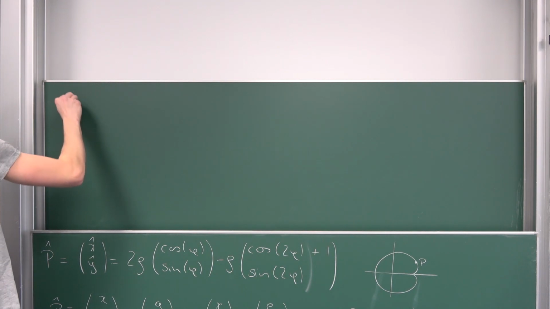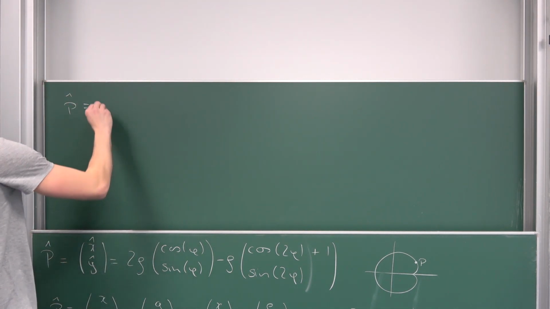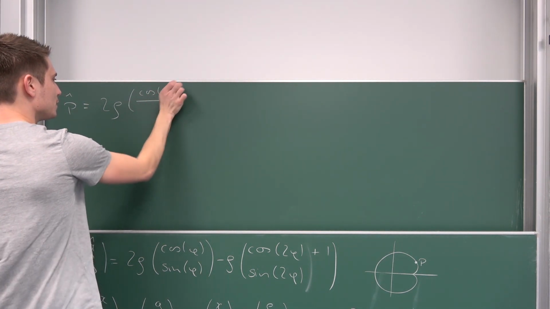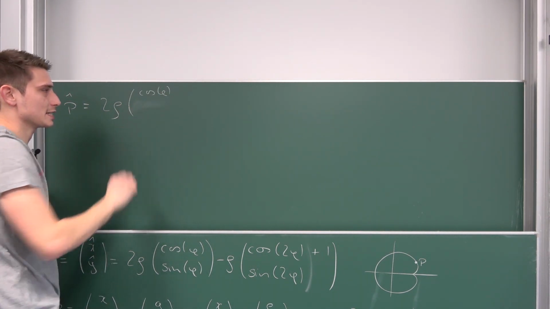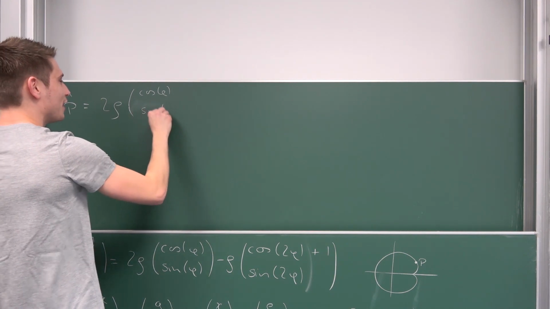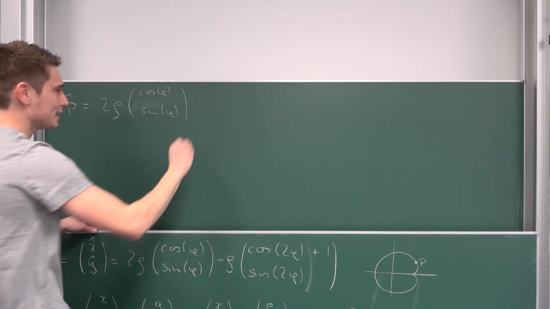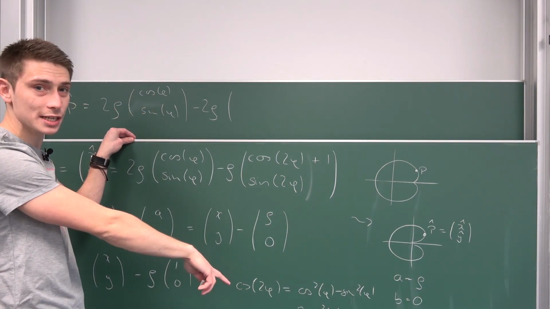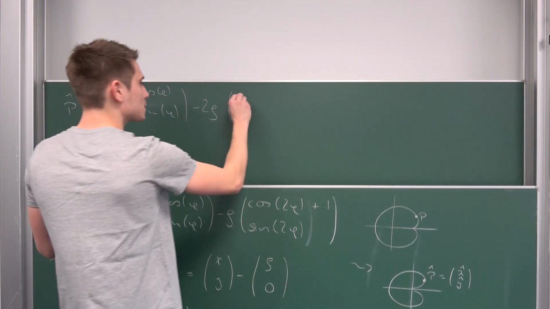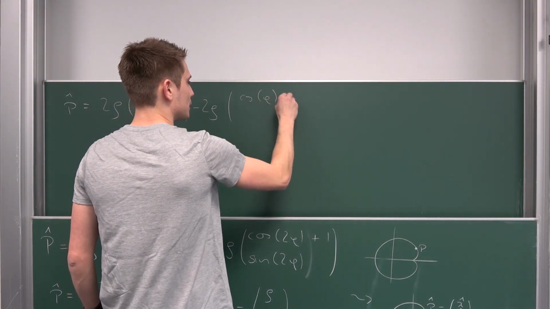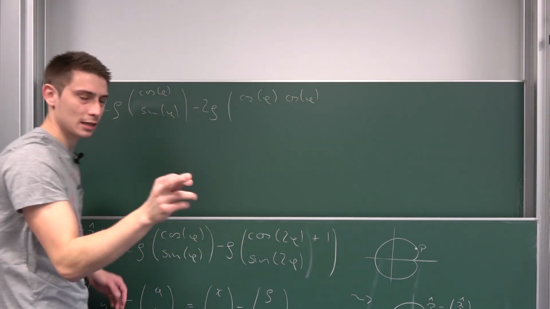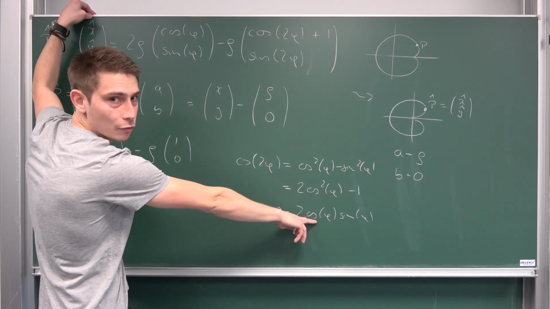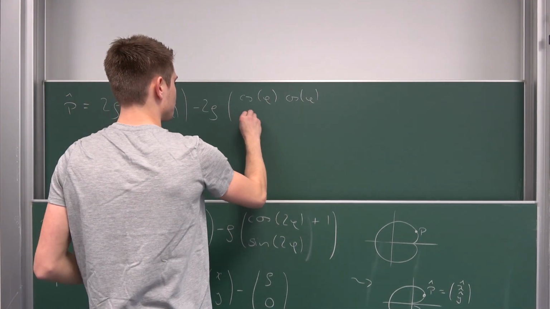P hat, our final coordinate, is going to be 2 times rho times this cosine of phi vector, sine of phi, and then negative 2 times rho times, okay, we are going to have the cosine squared of phi, but this is cosine of phi times the cosine of phi, okay, let's put it that way, and then we have the sine of phi times the cosine of phi.